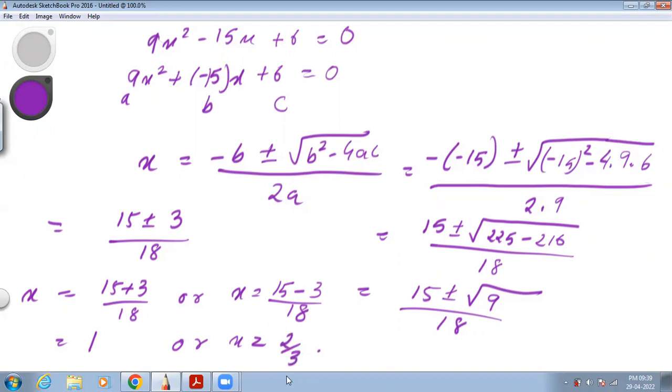So these were the answers we actually got for that equation as well. So you can find it using the quadratic formula as well. So this is the quadratic formula. Right? This is the quadratic formula.